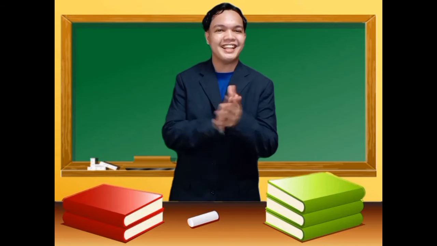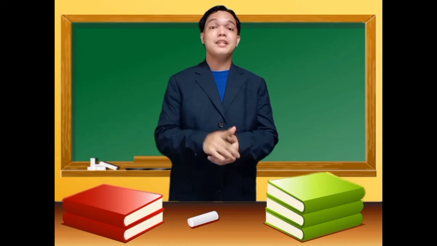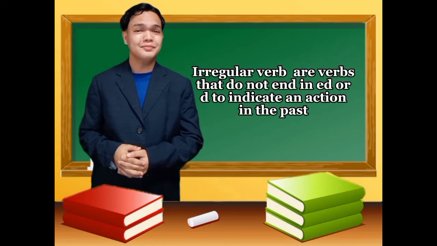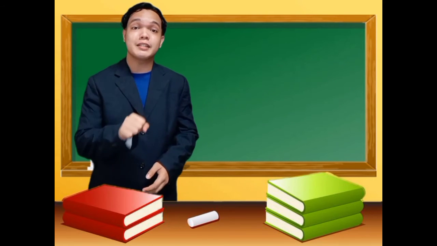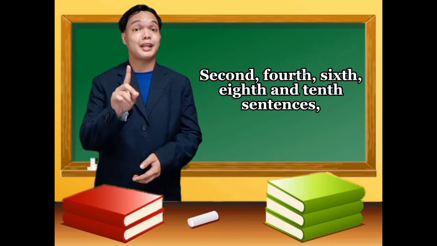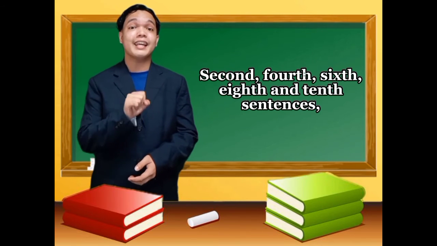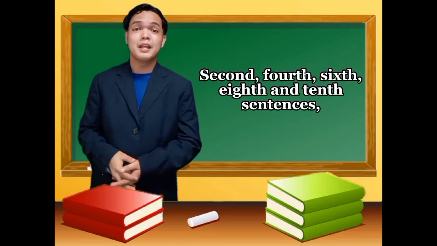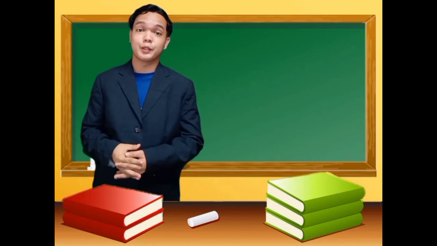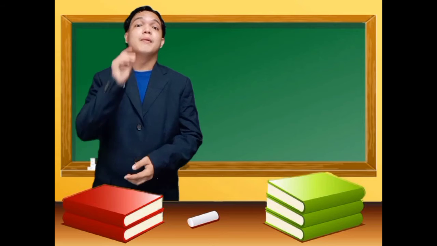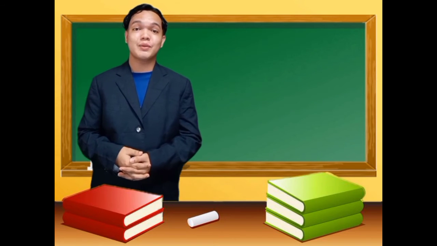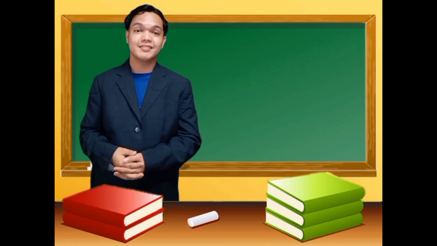Very good, class. Now, what is irregular verb? Very good. Now, what are the sentences that use irregular verbs? Very good. Those are second, fourth, sixth, eighth, and 10th sentences. Now, very good. In the first sentence, what is the irregular verb used? Born. Yes, you're right. How about in the third sentence? What is the irregular verb used?